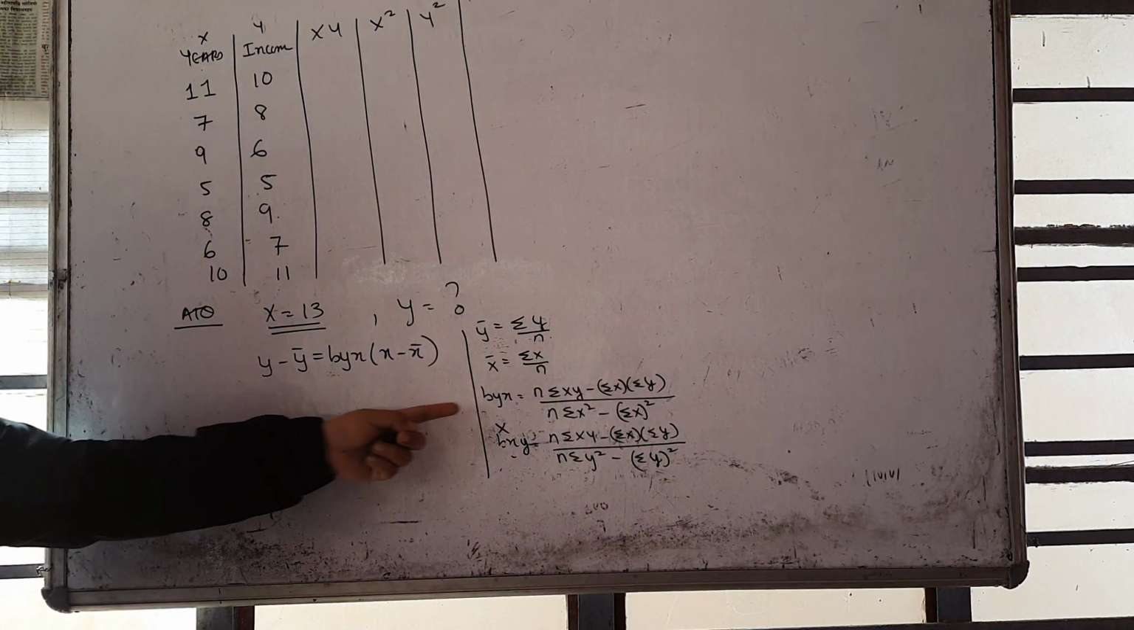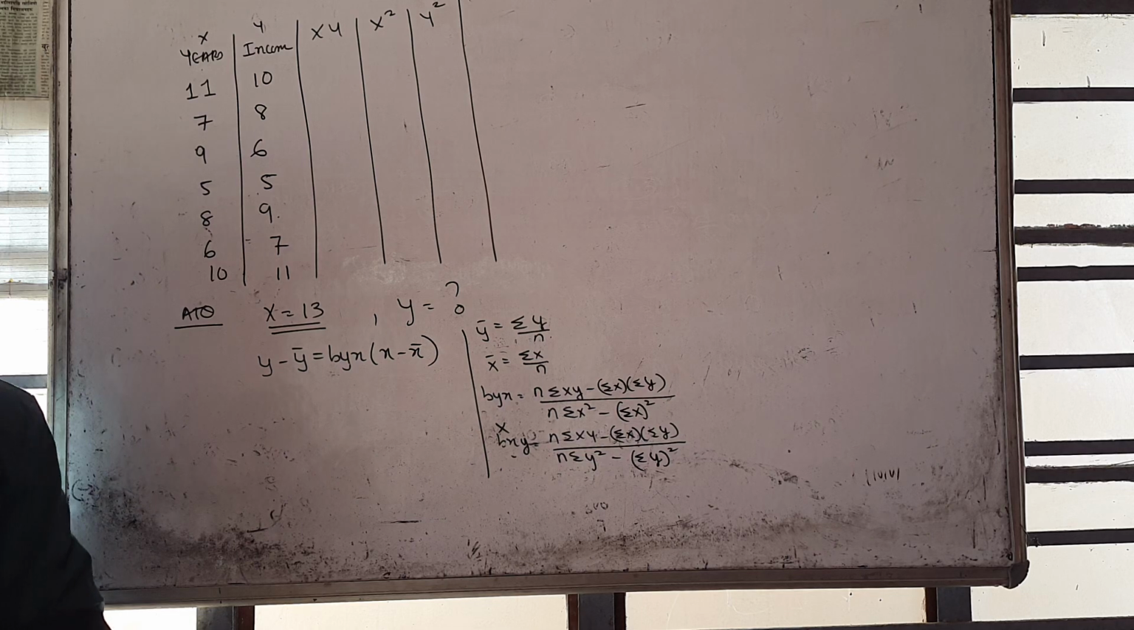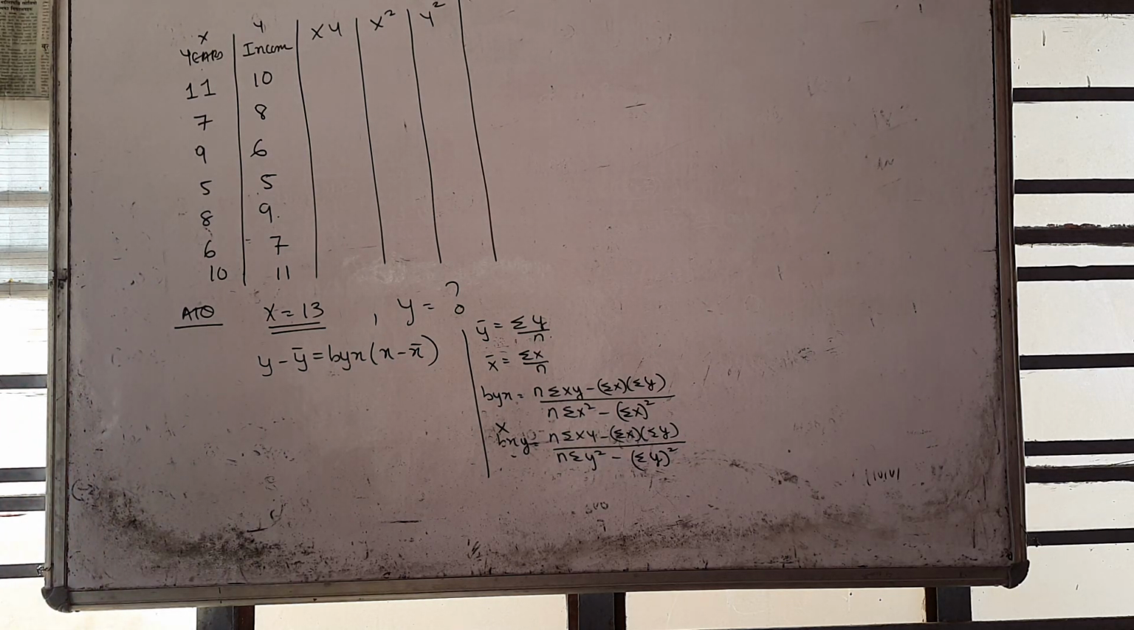So from here you get byx, put the value out here, and then you put the value of x, you will get the required answer. 4 marks for this. Is it clear, everyone? Understood? Okay.